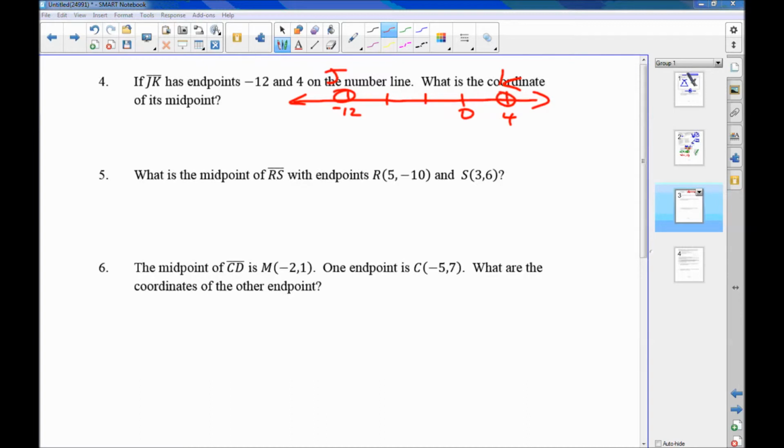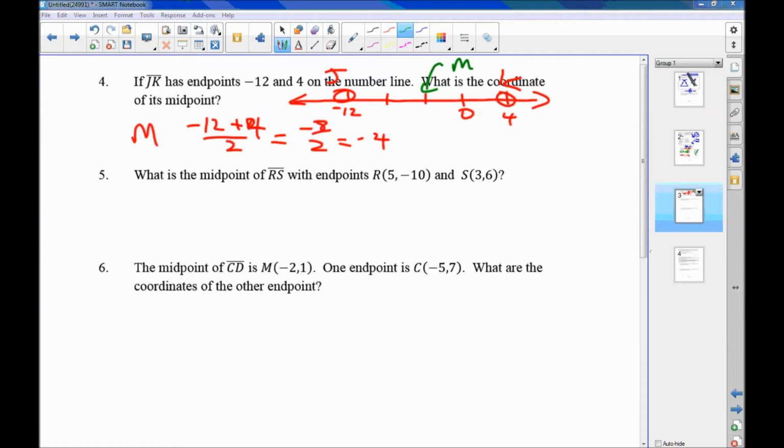Okay, so to find the midpoint, we're going to do -12 plus 4 divided by 2. So -12 plus 4 is -8, and divided by 2 is -4. So our midpoint would be right here. That's our midpoint at -4, okay, which is 8 away from each one, so it makes sense.